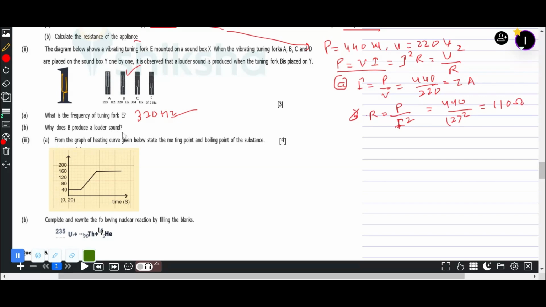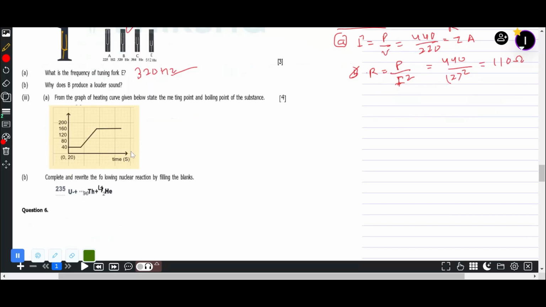So why does B produce a louder sound? B produces louder sound because B has the same natural frequency as the tuning fork. So in those scenarios, the loudness is highest.